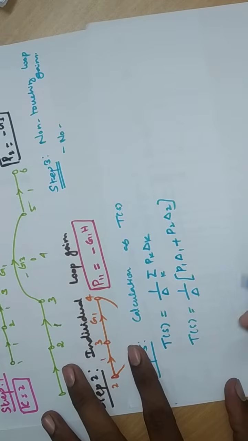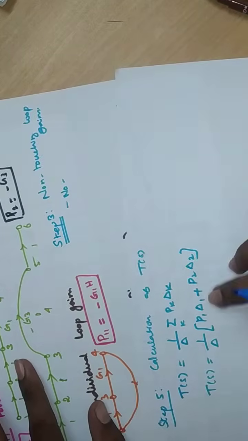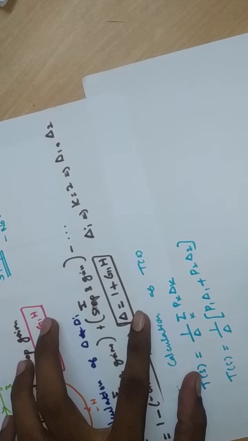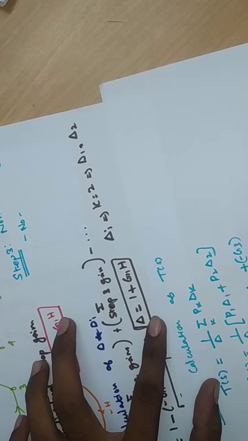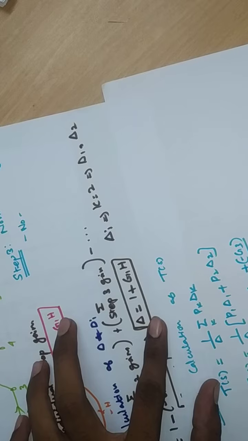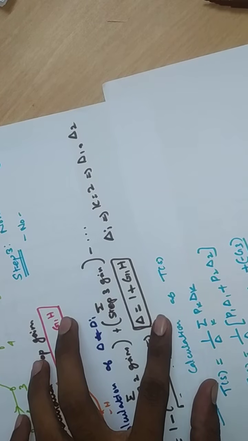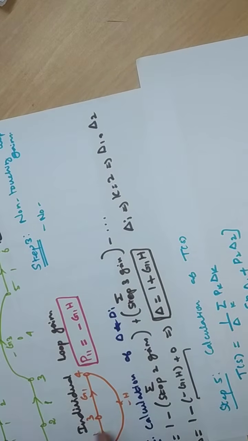We already know the values of P1 and P2, and delta 1 and delta 2 are 1, and delta is 1 plus G1H. This is a very simple problem. So P1 delta 1, G1 G2, plus minus G3, divided by 1 plus G1H. In short, you can write it as G1 G2 minus G3 divided by 1 plus G1 into H. This is the overall transfer function of the given system.